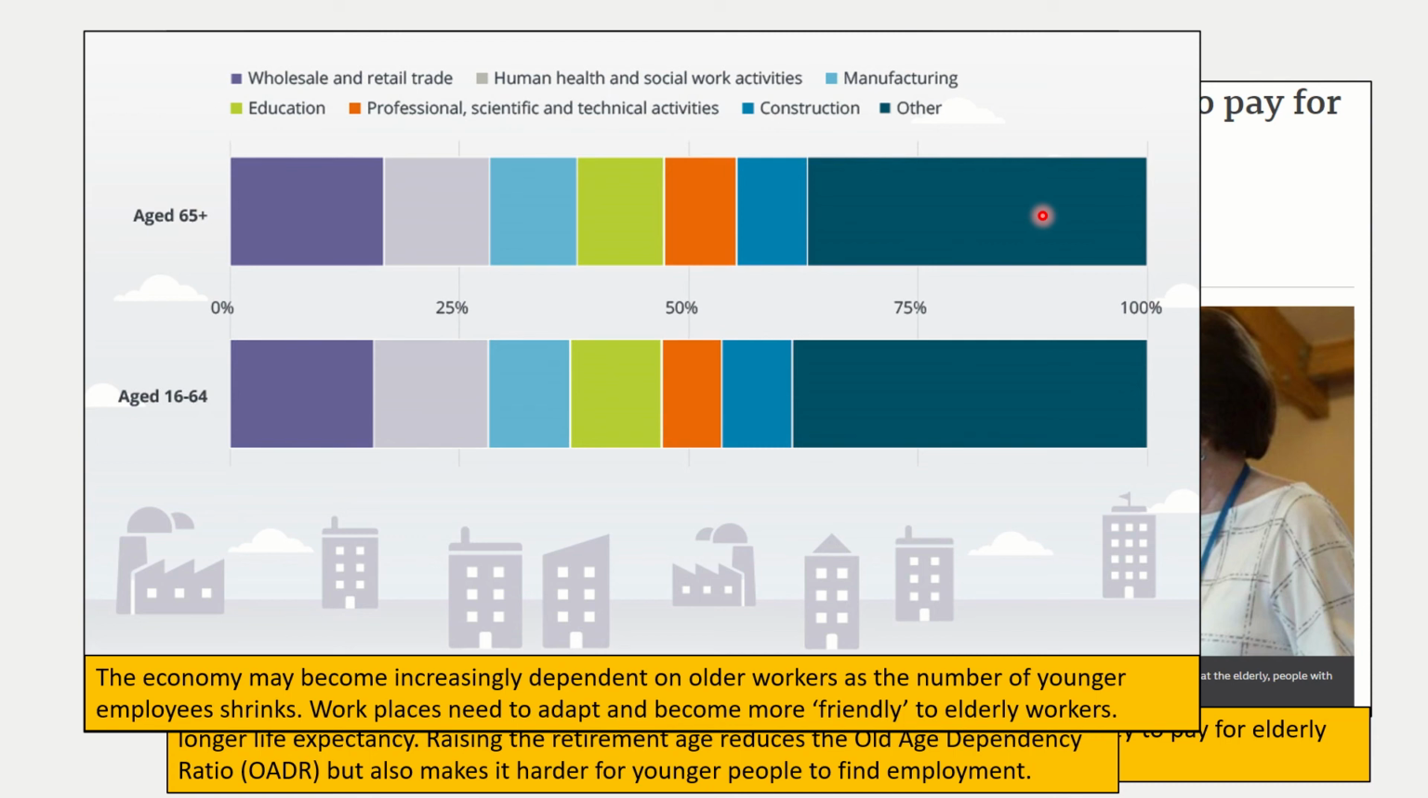Another fact related to this same idea is that as more and more elderly people continue to work and engage in the economy, the economy can become dependent on those older workers because they make up such a large number. And also, if you think about the pyramid of Japan I showed you, the number of younger employees is shrinking. So the economy can become dependent upon older workers. Now, this means that workplaces need to adapt and become more friendly to elderly workers. There's a few ways that that can happen, and I'll illustrate those in a minute.